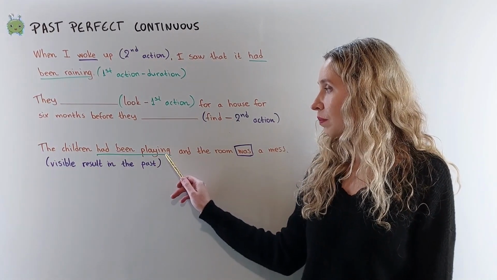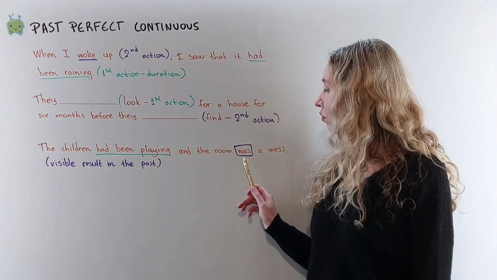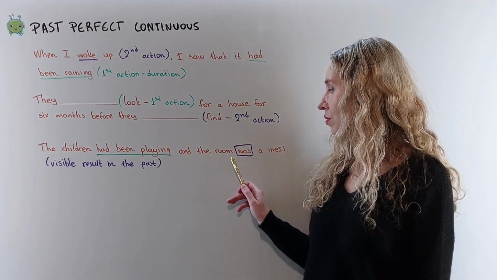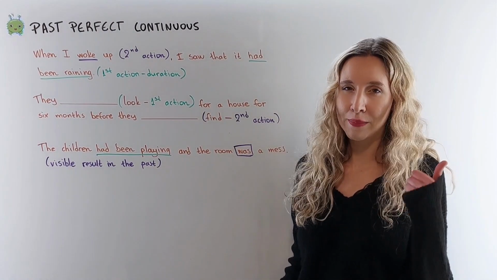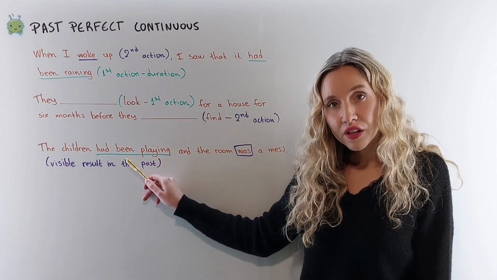This is another use of the past perfect continuous. The children had been playing and the room was a mess. The result was visible in the past. The room was a mess when in the past. That's why I use the past perfect continuous.